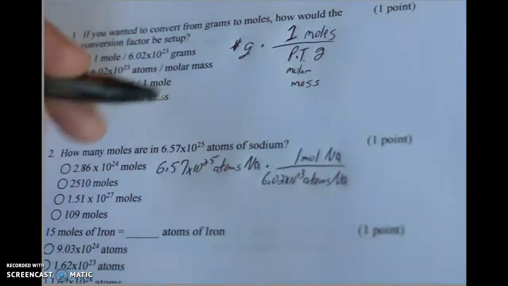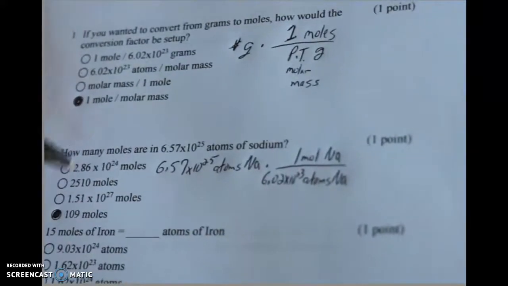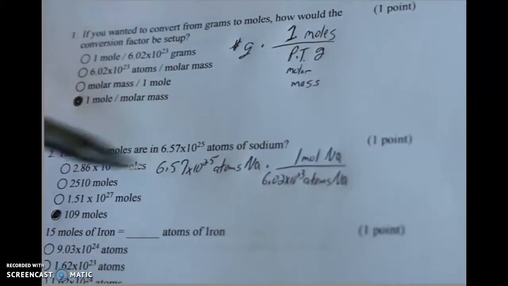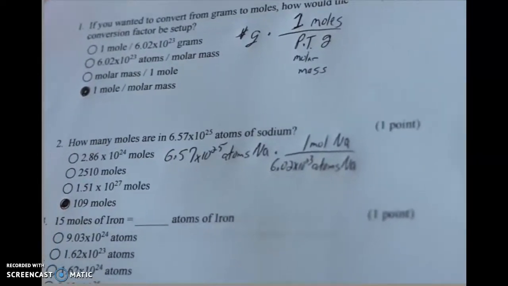When you do this math, what you should get, if you do it right, is 109 moles. And since you start off with 3 significant digits, your answer should have 3 significant digits. That's why I round that off to 109.